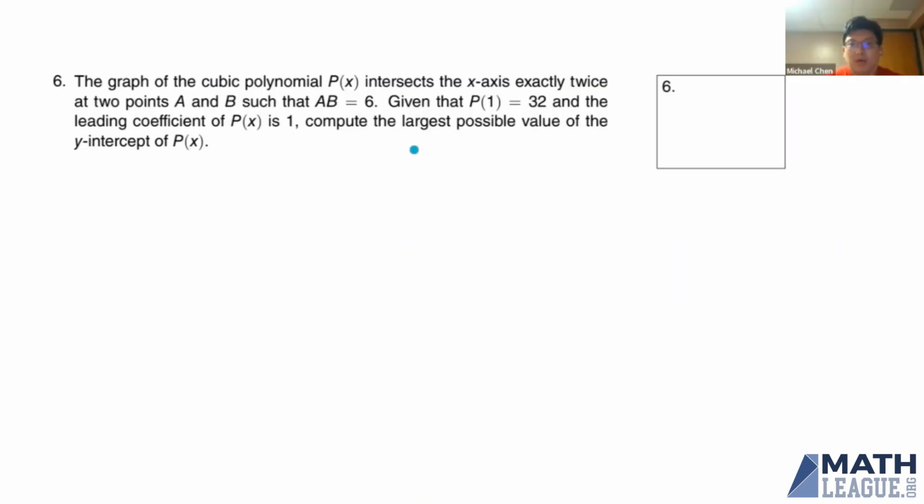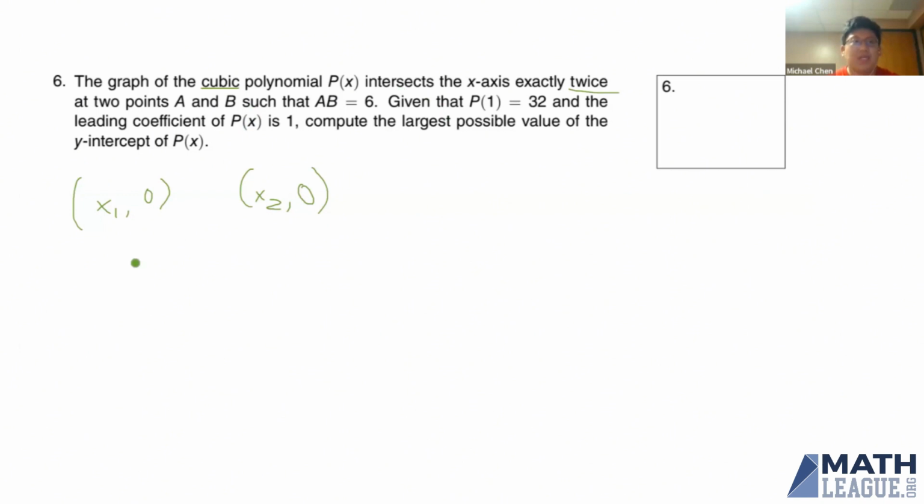Now, a cubic polynomial, if we assume that it has no repeat roots, will always cross the x-axis either one time or 3 times, right? But here we can see that that is not the case. We only have 2 x-intercepts, so we'll say x1 comma 0 and x2 comma 0, which means that one of these has to be a repeat root. Otherwise, we wouldn't have an even number of x-intercepts for a cubic polynomial.